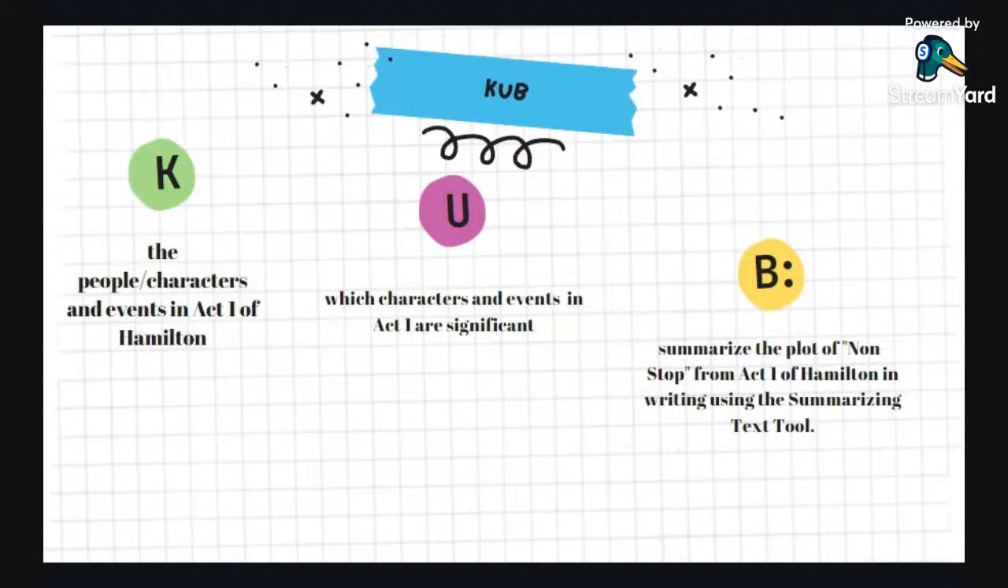So we have: students will know the people, characters, and events in Act 1 of Hamilton. Students will understand which characters and events in Act 1 are significant, and students will be able to summarize the plot of Nonstop from Act 1 of Hamilton in writing using the summarizing text tool.